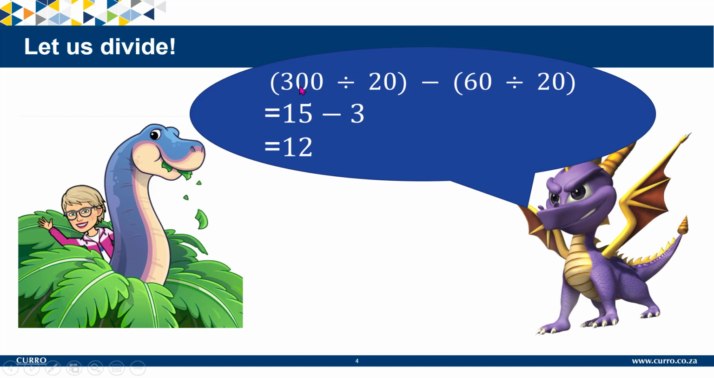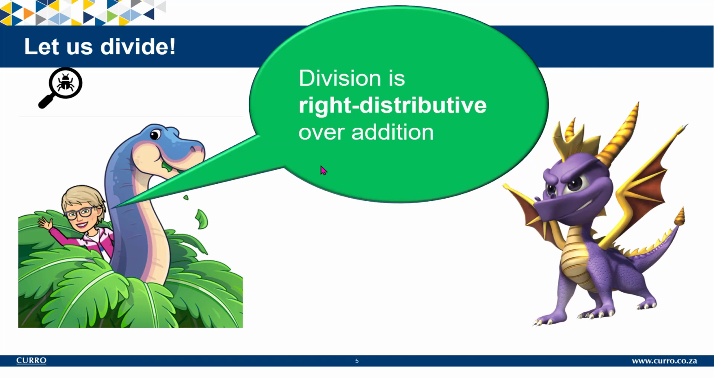Okay, so what she says is that she takes 300 minus the 60, that will give you 240. So she's going to divide 300 by 20, which is easy, that's 15, and the 60 by 20, which is easy, that's 3. Subtract the 3 from 15, and you will also get the right answer. Great stuff, Ping. Division is right distributive over addition. Now, what does that mean?